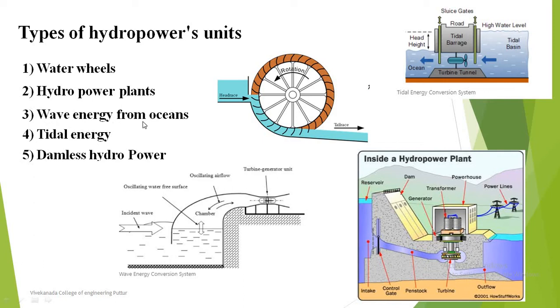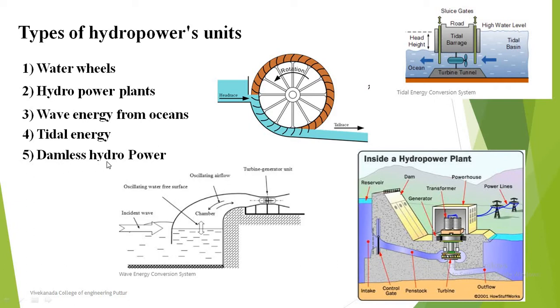Next one is wave energy from oceans. The waves present in the oceans have kinetic energy. This is used to generate the electricity. Next one is tidal energy. In tidal energy power plants, the gravitational effect of the sun and moon causes the variation in the height of the waves in the ocean. By this effect the tides are generated. These tides are used to generate the electricity.